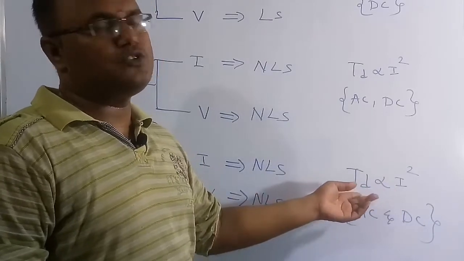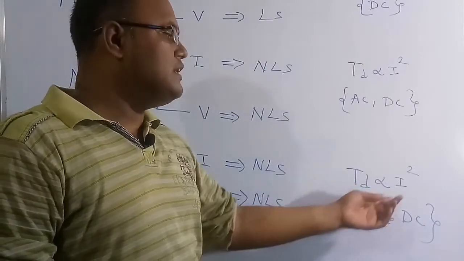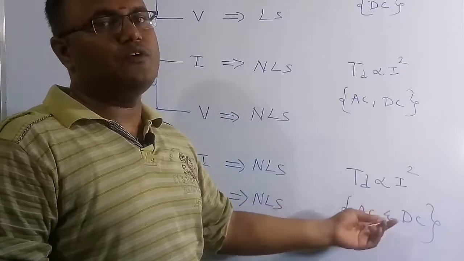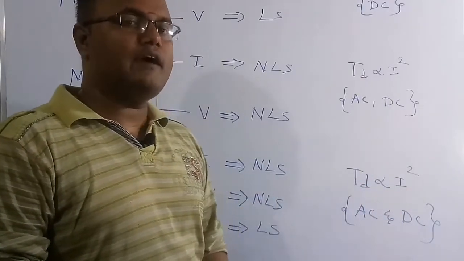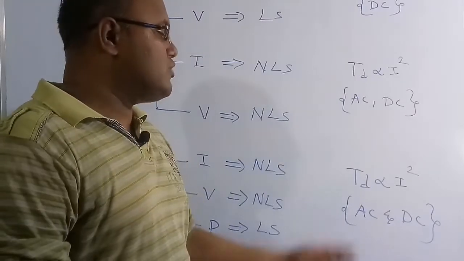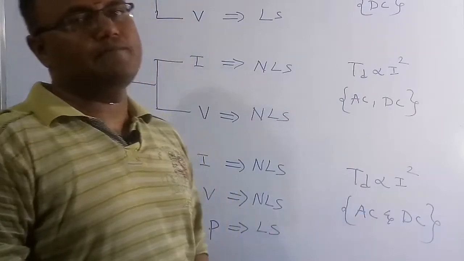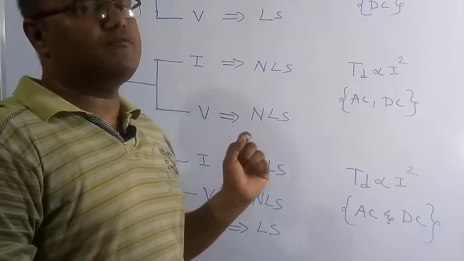So if you give AC or DC supply, if you give AC supply for a positive value of current, TD is positive. For a negative value of the current also, negative square is again positive. So therefore, if you give AC or DC, the deflection torque is still always positive, or the average value is always not equal to 0. So it works for both AC and DC supply. So these are some of the important properties of this one.